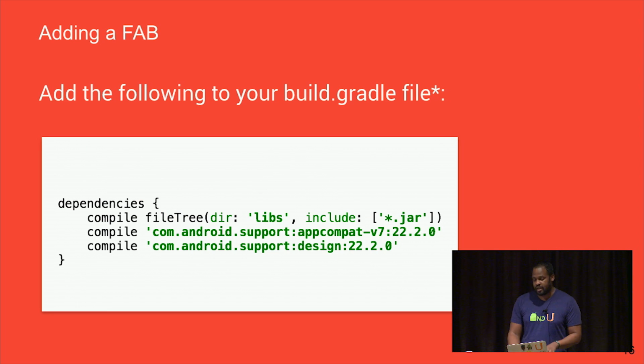So to add a floating action button to your app, you'll need to add this code to your Gradle file. You'll notice here that it says 22.2.0. That is for the build tools of when I made this app. Right now, I think it's 24.4.4. So use whatever is the latest and greatest for your app.